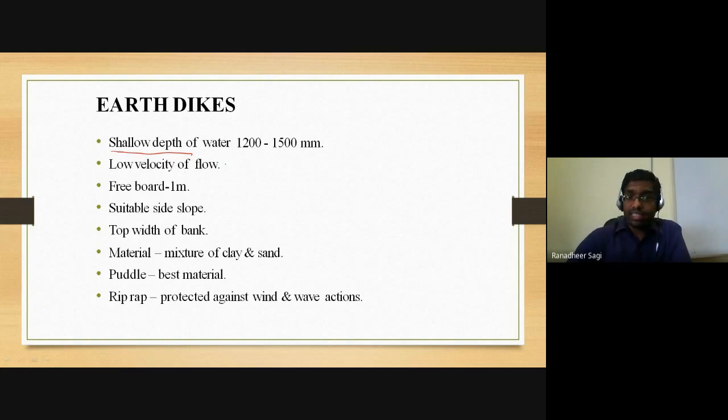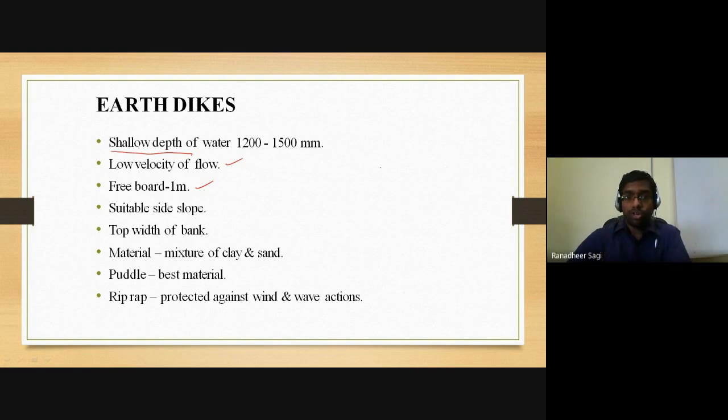And these earth dike type of cofferdams are constructed when the velocity with which the water flows through that particular channel, where this cofferdam construction is done, is relatively low. Whenever the flow velocity is relatively low, in such a case only you go for the construction of this earth dike type of cofferdams. And we should minimally provide what is called a freeboard of at least 1 meter.